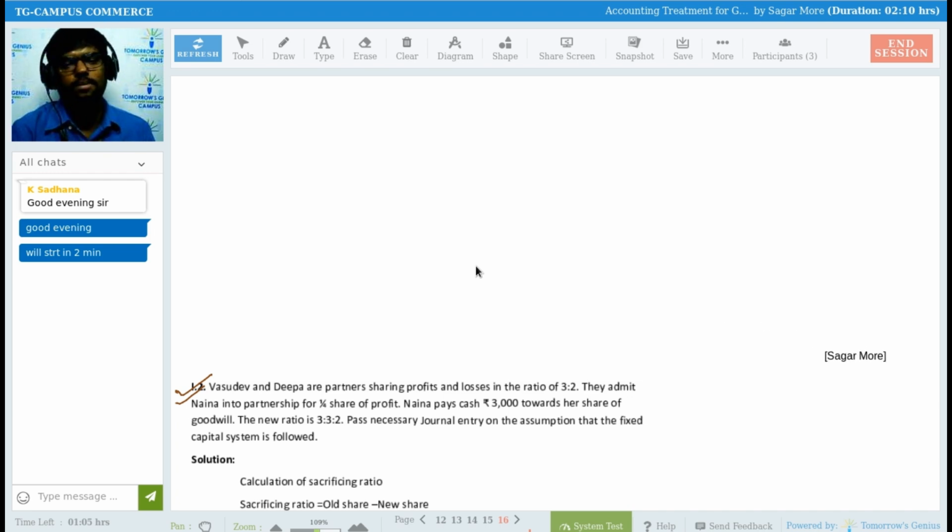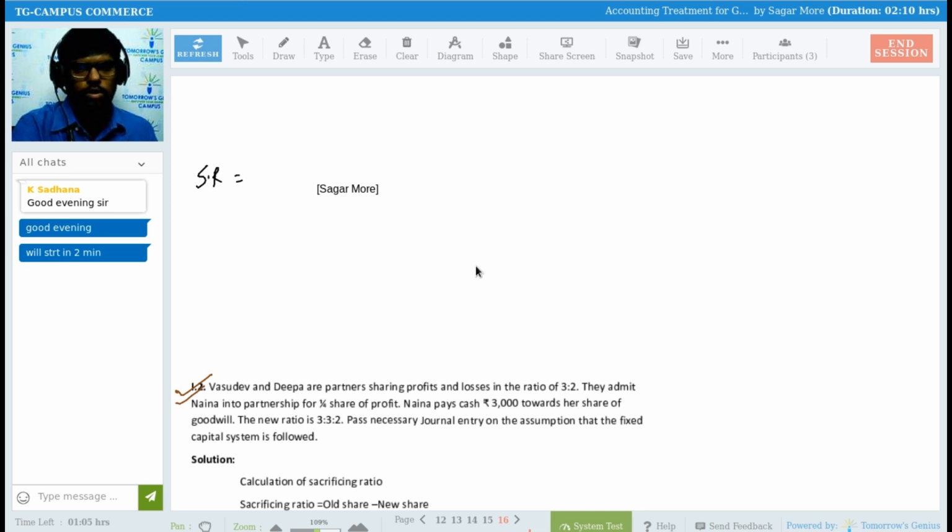Which formula do we have to apply here? Vasudev and Deepa are partners sharing the profits and losses in the ratio of 3:2. They admitted Naina into the partnership for a 1/4 share of the profit. Naina pays cash of rupees 3,000 towards her share of goodwill. The new ratio is 3:3:2. So the new ratio is given to you, right? So what will be the sacrifice ratio? Sacrifice ratio is equal to old share minus new share.